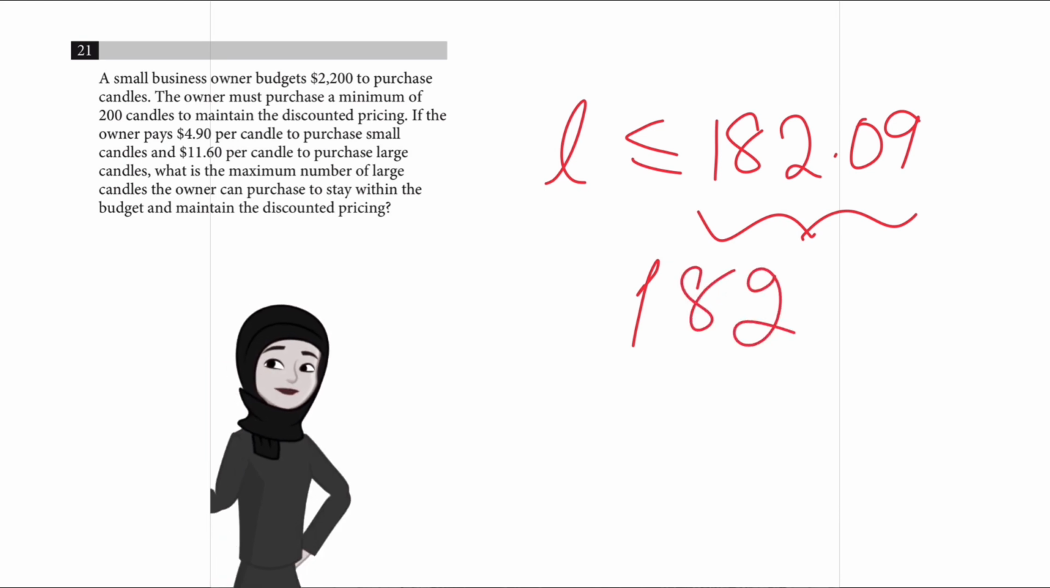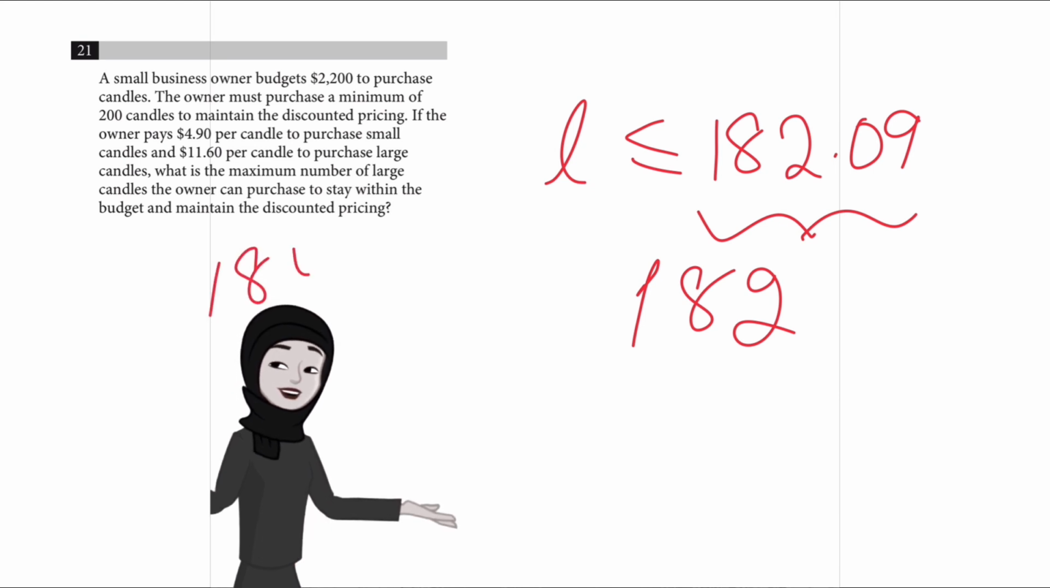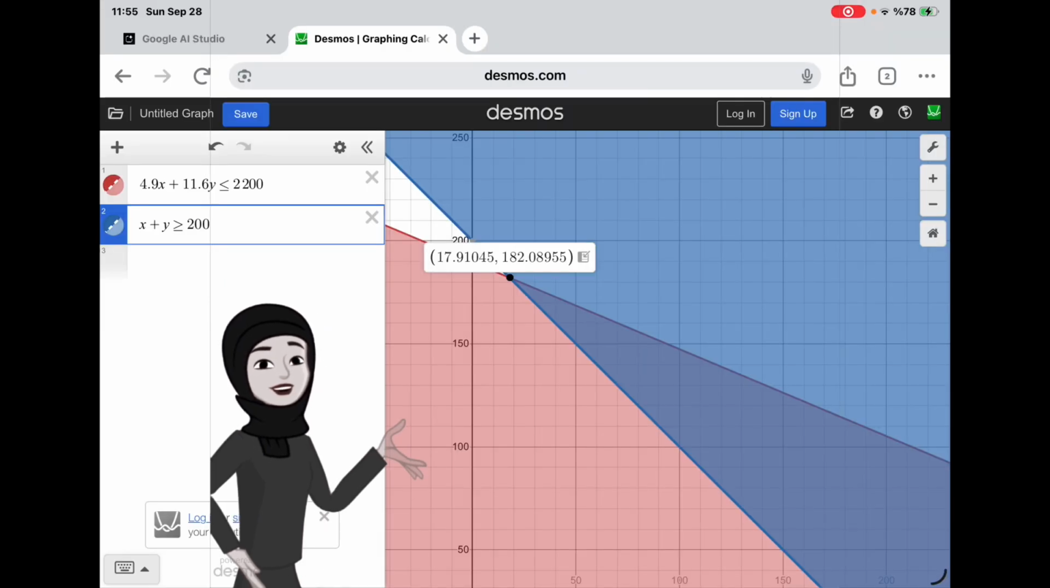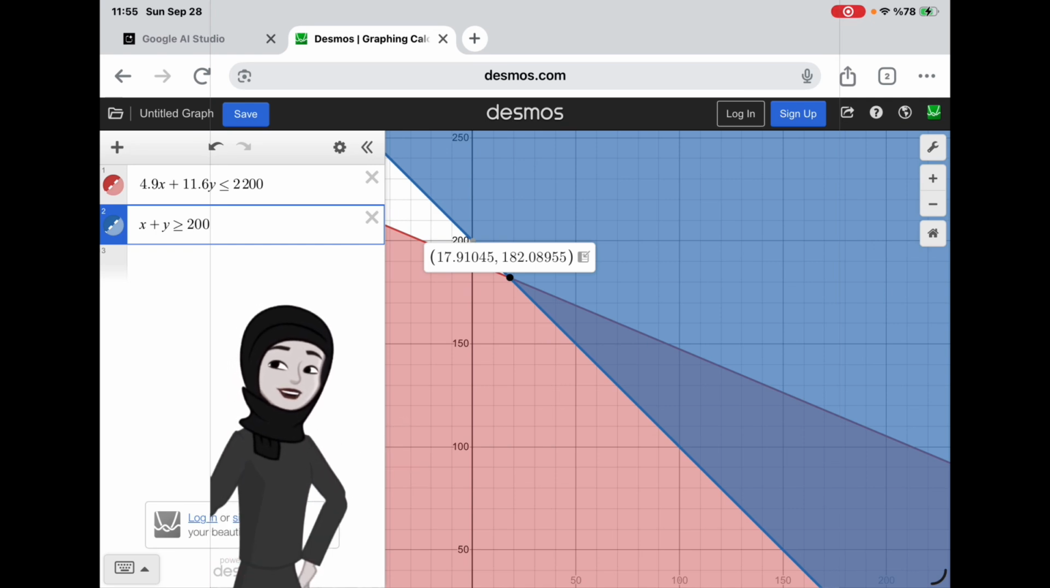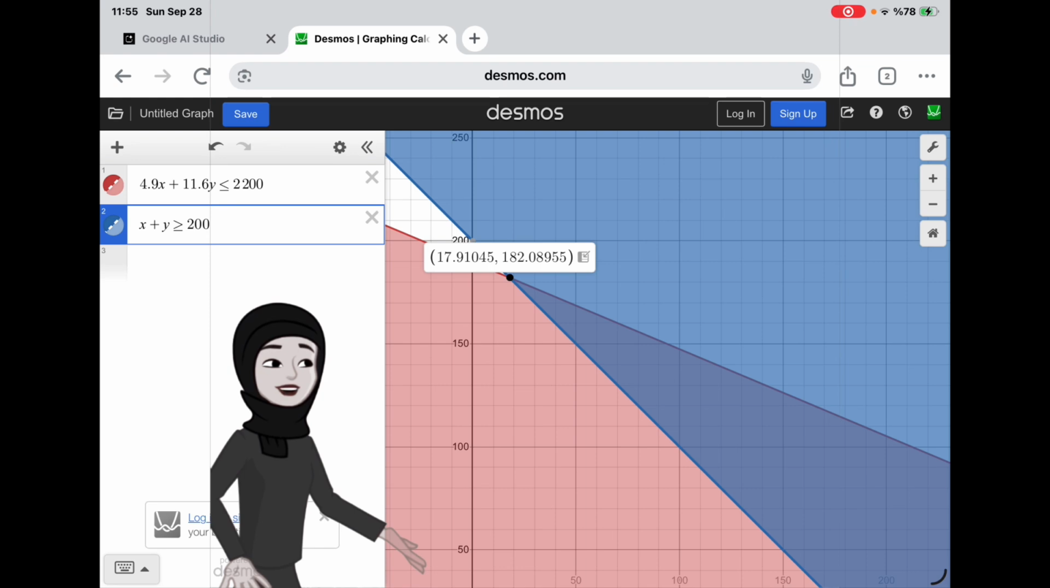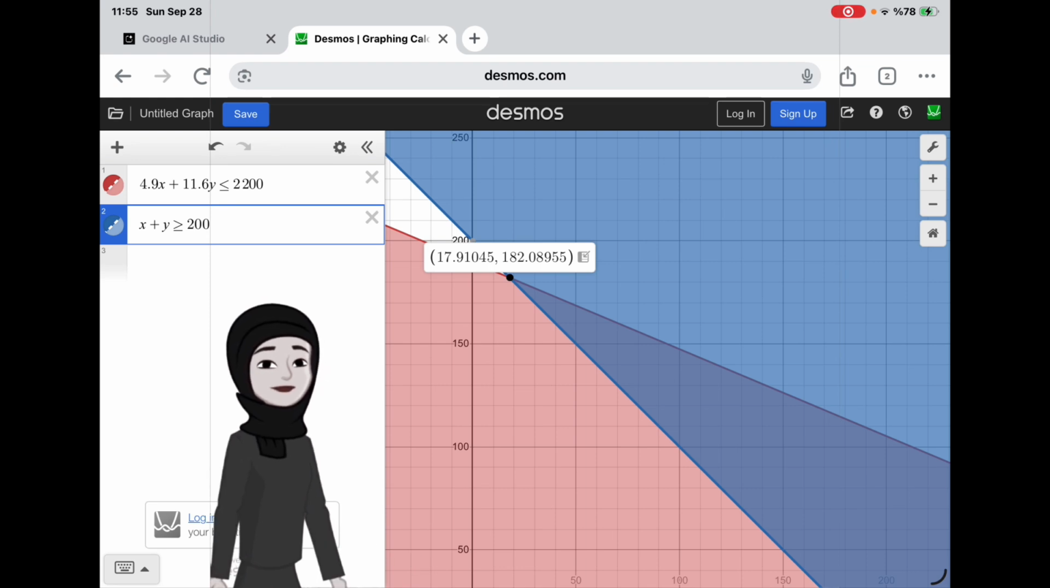So that means the largest whole number of large candles he can buy is 182 with the amount he has, that is $2,200, his budget. With this he can buy 182 large candles. If we put both of these inequalities in the graphing calculator, we can also observe that the point at which these two inequalities intersect is 17.91, 182.08, similar to what we got.